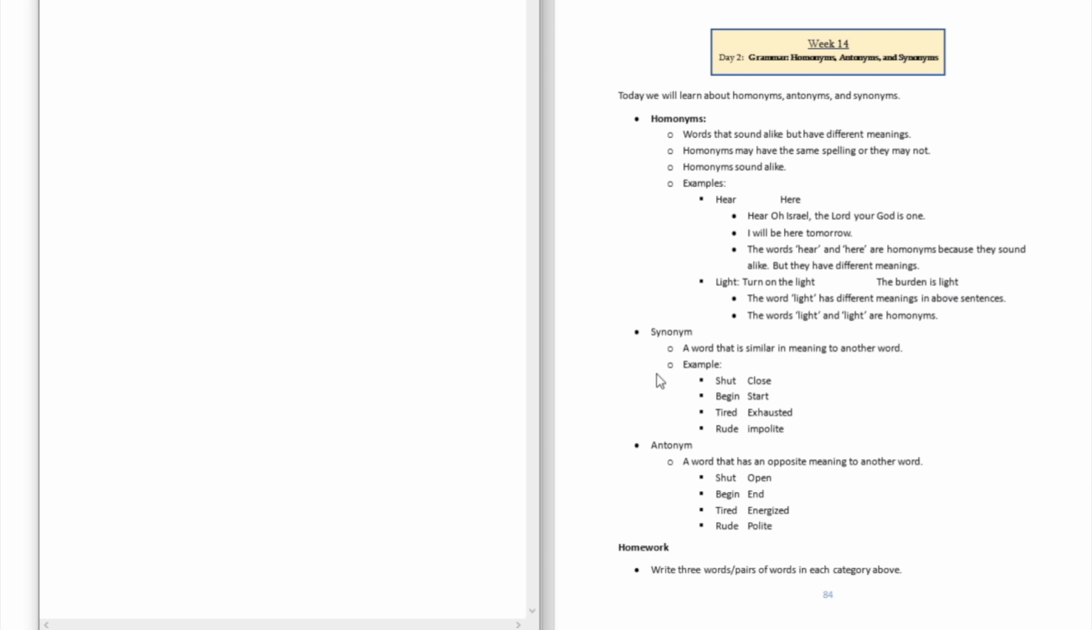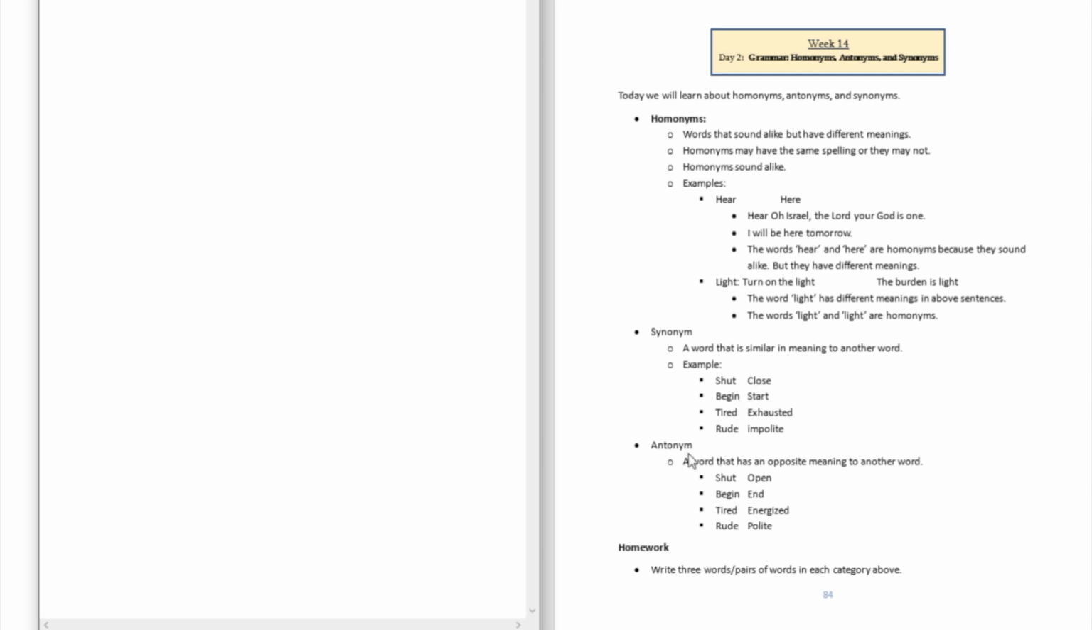All right, another thing we want to talk about right now is going to be synonym. And a synonym is going to be a word that is similar in meaning to another word. So for example, short and close, those are synonyms. Begin and start. Tired, exhausted. Rude, impolite. Okay, all these things are synonyms.